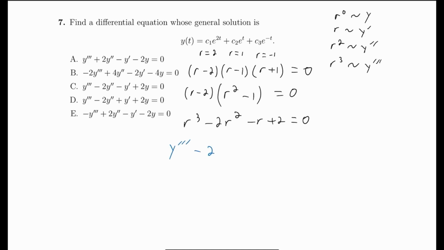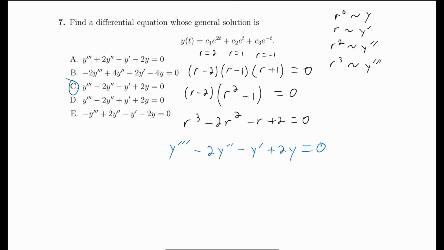Minus 2, to get that r squared, there must have been a y double prime. And then to get that r, there's a y prime. And to get that 2, or just the blank 2 coefficient, there must have been just a y. And we can keep that equal to 0. So you can see this will match up with answer choice C.